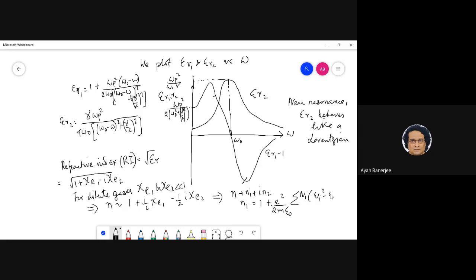So this is summation over i of omega i square minus omega square, divided by omega i square minus omega square plus gamma i square omega square, and your n2 is e square by 2m epsilon naught, again summation over i, ni gamma i omega divided by the same thing, omega i square minus omega square plus omega i gamma square.